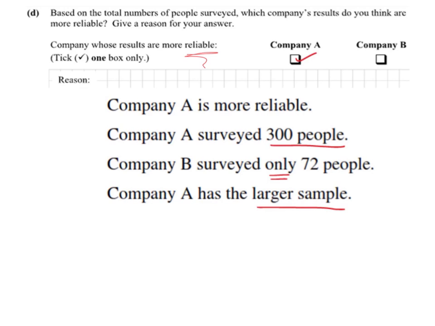And my reason is that Company A surveyed 300 people, whereas Company B only surveyed 72 people. So Company A had a larger sample, so their results will be more reliable. The more people that are involved in a survey, the more people in the sample, the more reliable and realistic the results will be. So Company A had 300 people in their sample, whereas Company B only had 72 people in their sample. So Company A had a much larger sample, so their results are going to be more reliable.